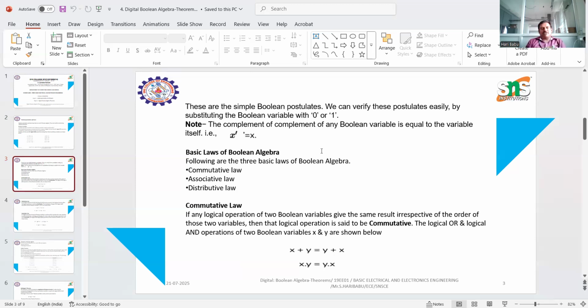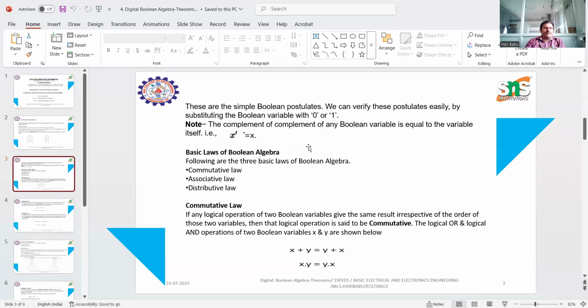Next is basic laws of Boolean algebra. Following are the three basic laws of Boolean algebra: commutative law, associative law, and distributive law. These are the basic laws. Commutative law: if any logical operation on two Boolean variables gives the same result irrespective of the order of those two variables, then the logical operation is said to be commutative. That is, x plus y is equal to y plus x. Similarly, x dot y is equal to y dot x. The logical OR and the logical AND operations of two variables are shown below.